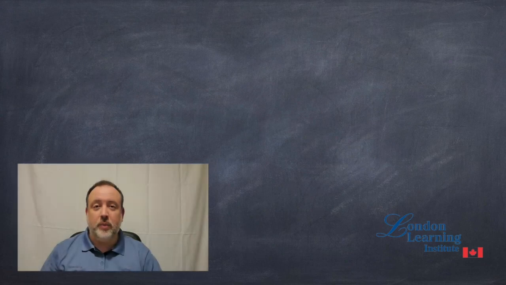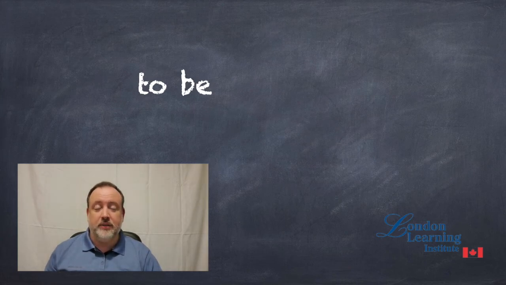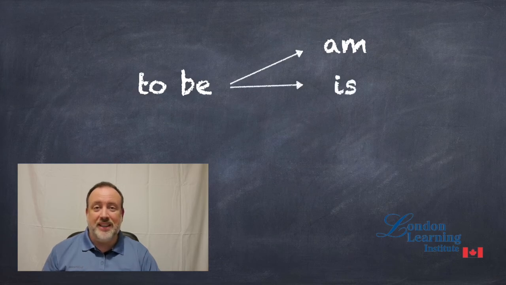Today we're going to use the verb to be to tell people what you do. Today we're going to start with the verb to be. The verb to be is often changed depending on the subject of the sentence. Today we're going to talk about am, is, and are.